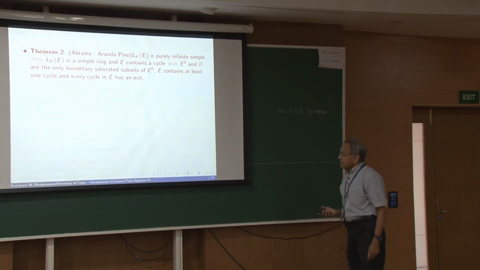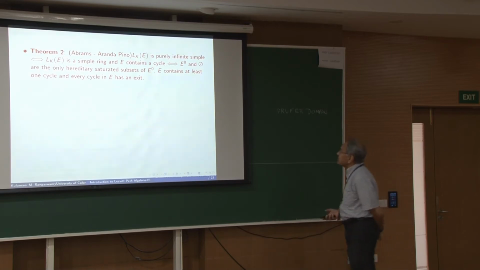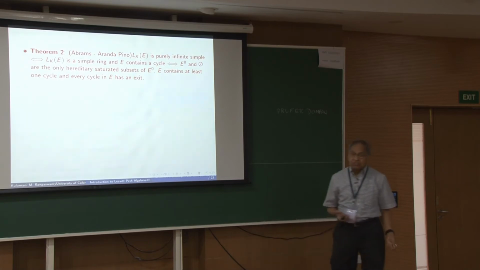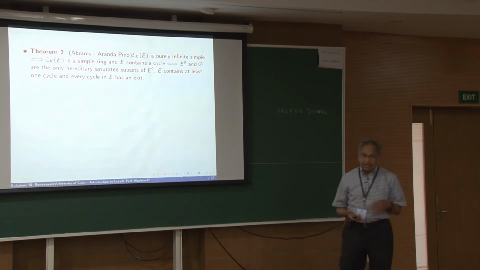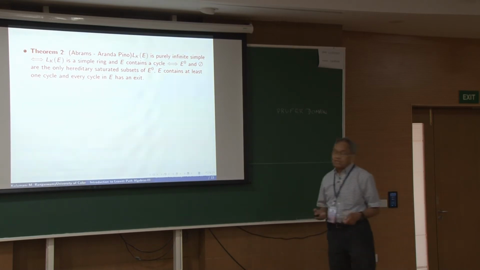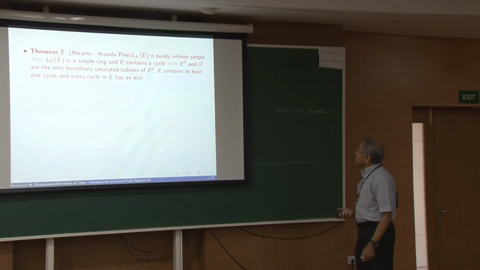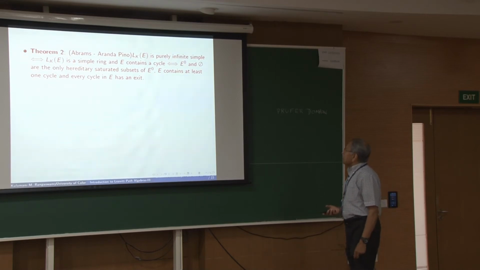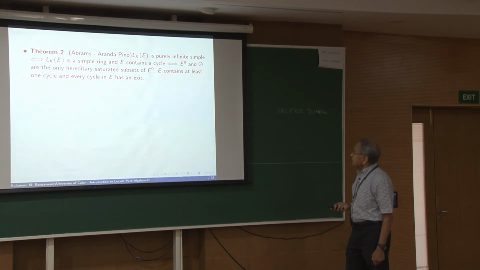So again, how to characterize them, then they showed that a path algebra is purely infinite simple if and only if, of course, it has to be a simple ring first. In addition, it must contain a cycle, because acyclic simple rings are not, because they're matrix rings and they cannot deal with infinity. So you need an existence of a cycle over there. And that, of course, graphically means that the empty set and E^0 are the only hereditary subsets, that there must be one cycle, and every cycle must have an exit.